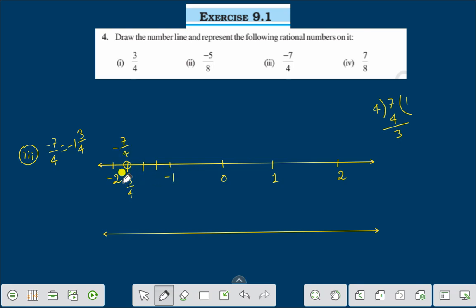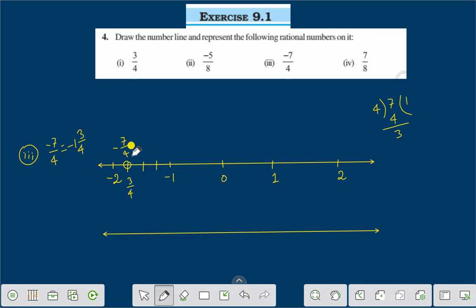Why? Because this is 3 by 4 part. 1 by 4, 2 by 4, 3 by 4. There is 3 by 4 part, and this is -1. That is -1 whole 3 by 4. Minus whole is up to here, 0 to -1. And up to here it is -1 whole 3 by 4. That is -7 by 4. Right? Now the next question is 7 by 8.